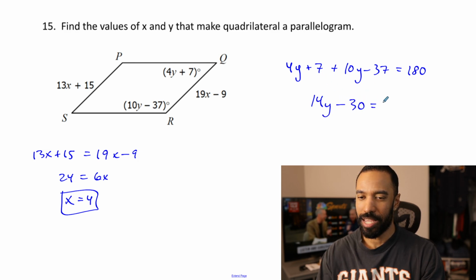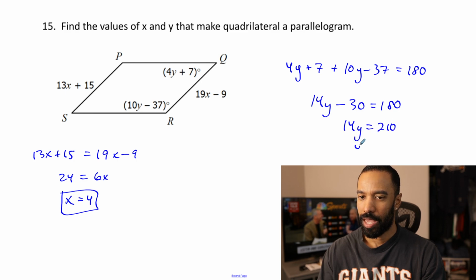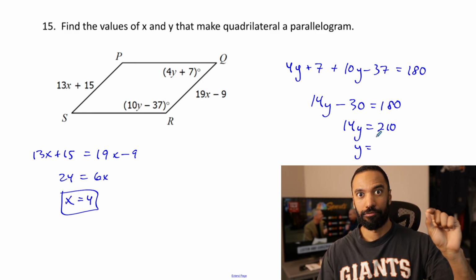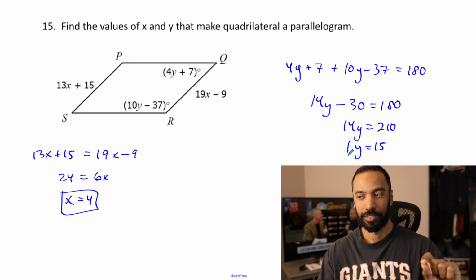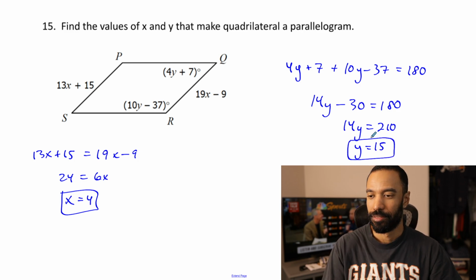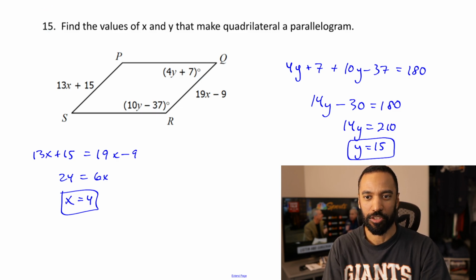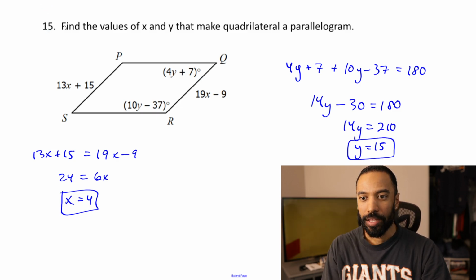14y minus 30 is 180. And 15. Yeah. Let's do that math. All right. There's a lot of space for me to write. All right, let's move forward.